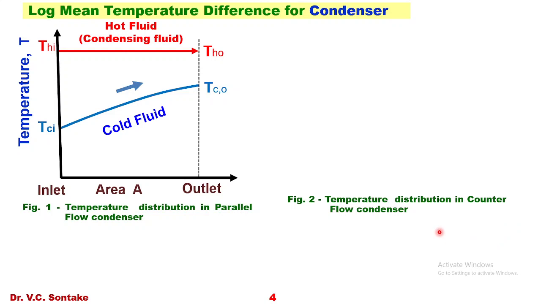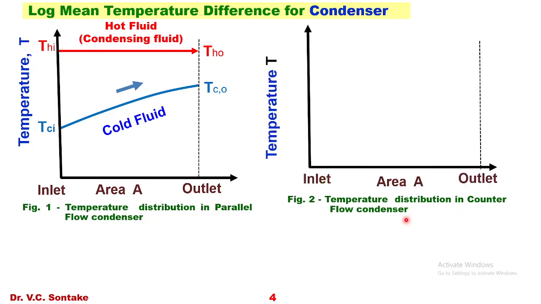Similarly, figure 2 represents the temperature distribution in counterflow condenser. Once again, hot fluid will be condensing fluid at the inlet temperature Thi, and cold fluid will be the second fluid at initial temperature Tci. Since the direction of flow of fluids is counterflow, hot fluid will be entering from the left hand side and cold fluid will be entering from the right hand side.